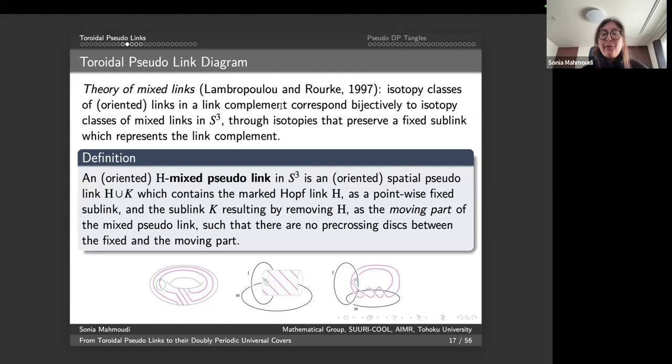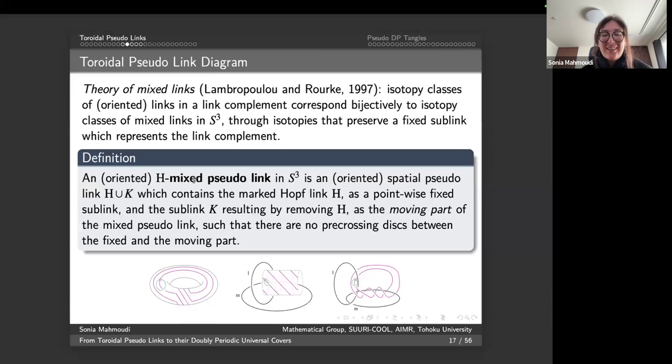So here, for the particular case of links in the thickened torus, we see that it was needed to have the three-manifold, the link in the three-manifold, well defined. We will basically translate the notion of equivalence of this pseudo link in the thickened torus as some kind of mixed link, this time living in S3 or eventually R3. So here, this is how we define the H mixed pseudo link.